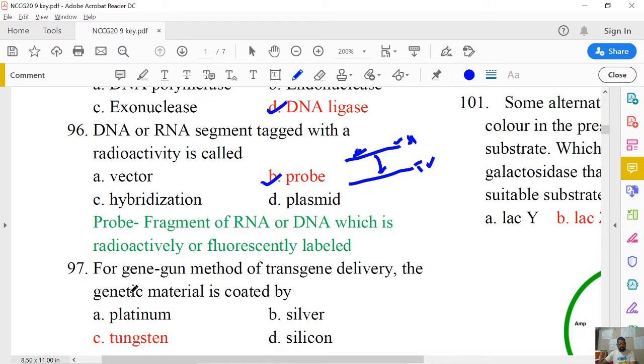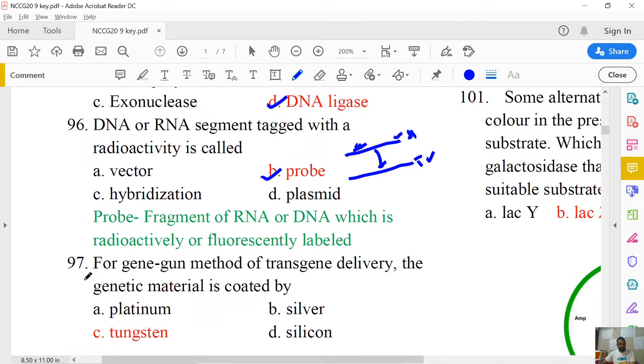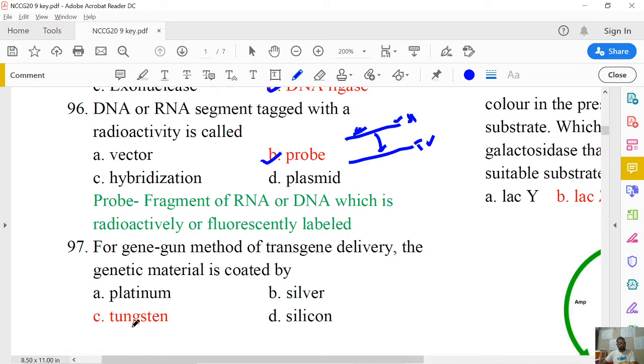For gene gun method, the transgene delivery, the genetic material is coated with. Actually, genetic material is not coated by this. Genetic material is coated on tungsten or gold particles.